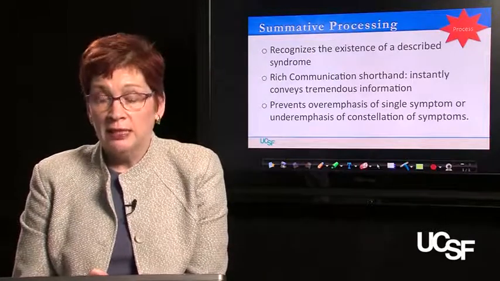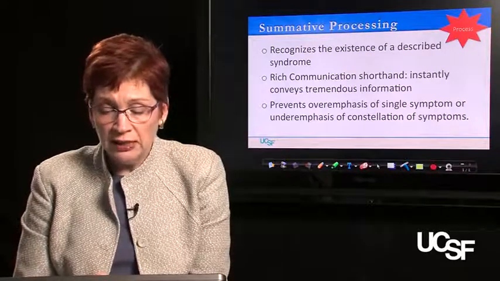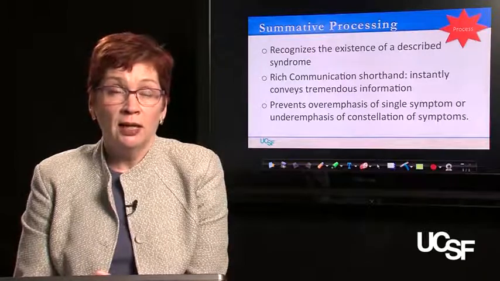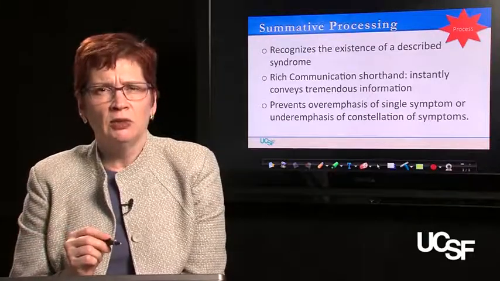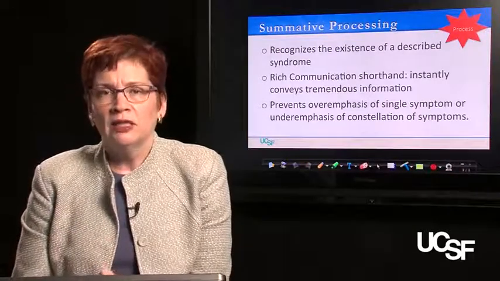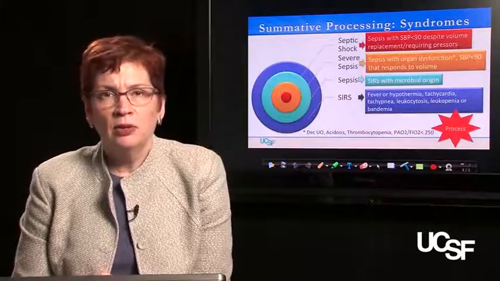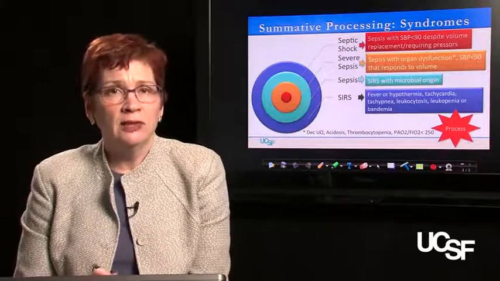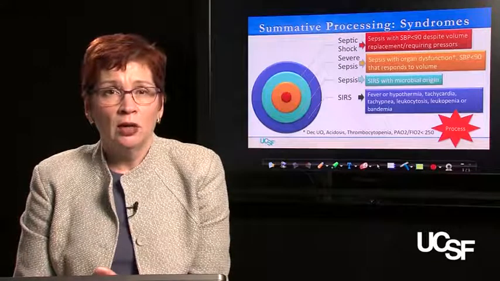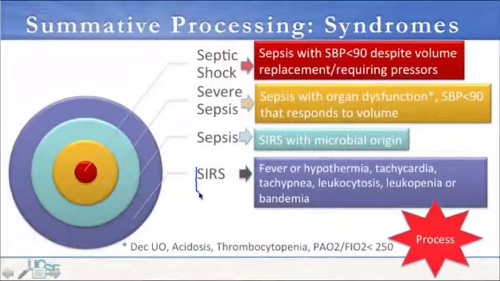And in doing so, makes it easy to understand what's going on when clinicians are talking to each other, but also importantly prevents overemphasis of a single symptom. So if a person has one symptom, we don't want to pay attention to that and ignore the other ones that might show that that symptom is part of a bigger whole, or underemphasis of a constellation of symptoms. Here's an example of classic summative processing, and this is a series of linked but slightly different conditions related to cardiovascular compromise and or infection. So the first is the syndrome of SIRS, or systemic inflammatory response syndrome.